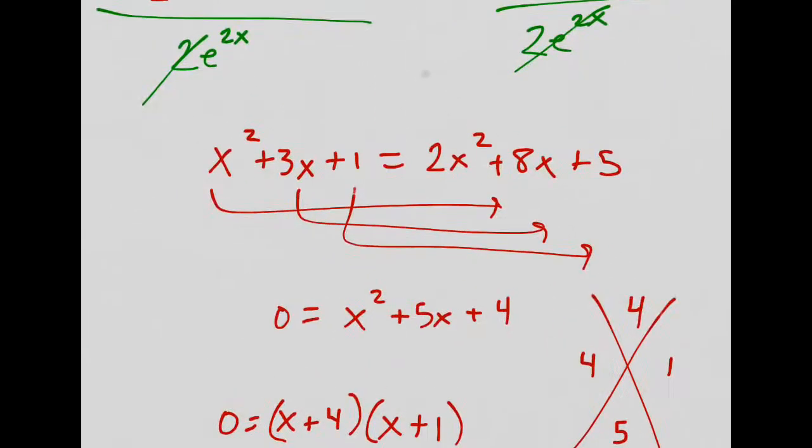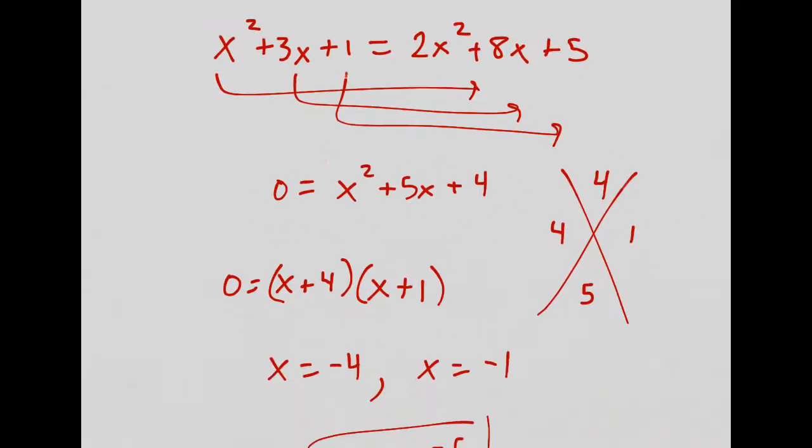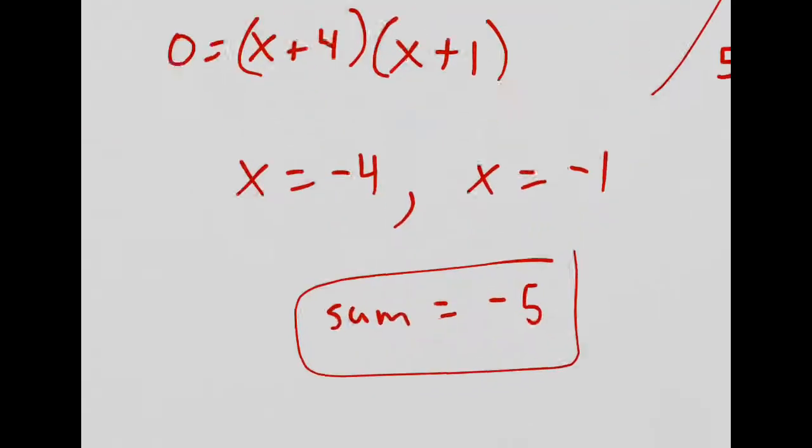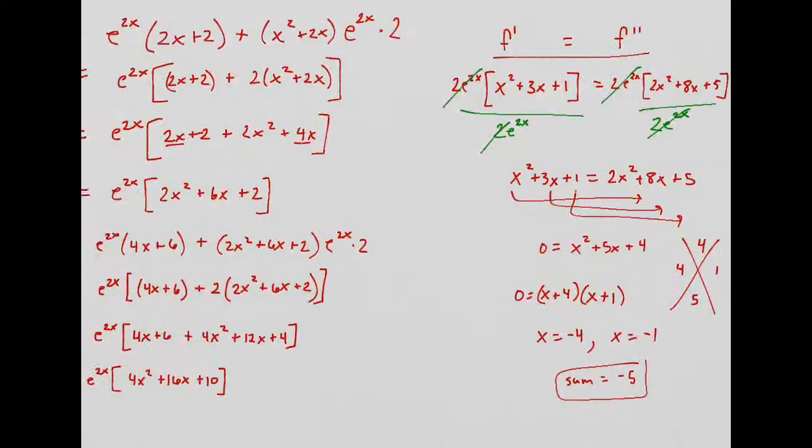Then we're left with just quadratics. I get everything over to one side, and then I solve. So I get that, and then I add up the answers that I get because the question is asking for the sum of the two x-coordinates, and that's -5.